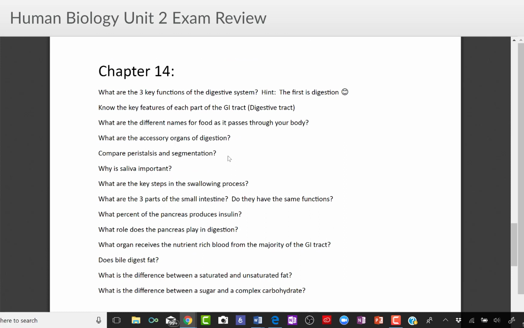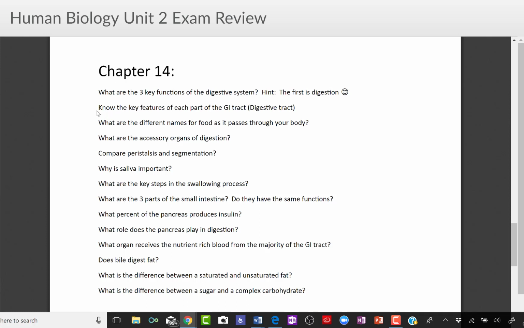All right, chapter 14, what are the three key functions of the digestive system? Hint, the first is digestion. So it's digestion, absorption, elimination. Digestion is the chemical breakdown of whatever you eat into the smallest possible units. Absorption is carrying it across your GI tract, primarily in your small intestine, into your blood or your lymphatic fluid. Elimination is getting rid of what you can't digest and absorb, which should just be fiber. When you defecate or poop, it should be fiber and dead bacteria, basically.